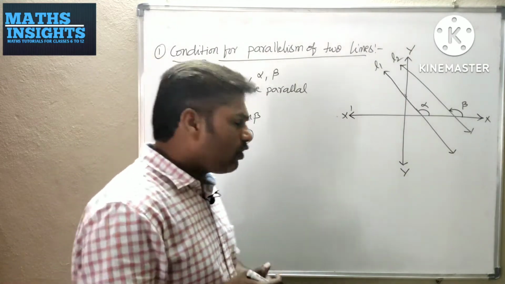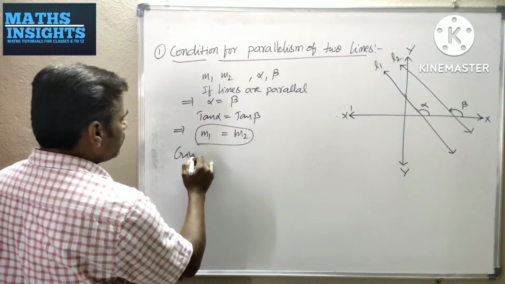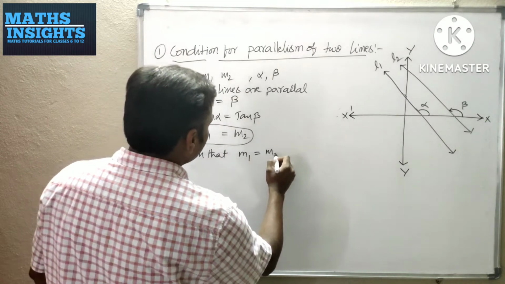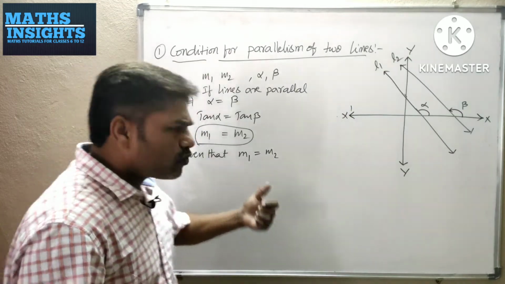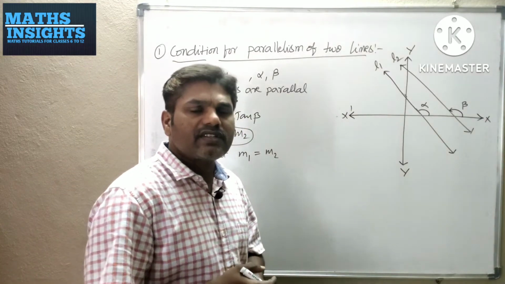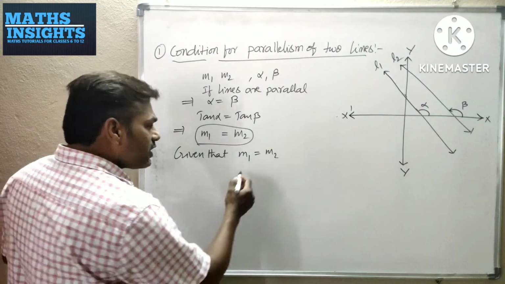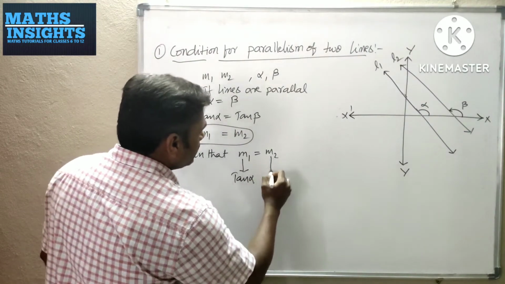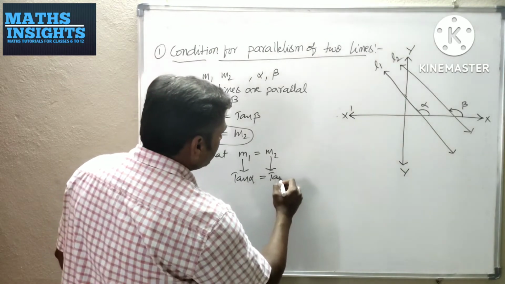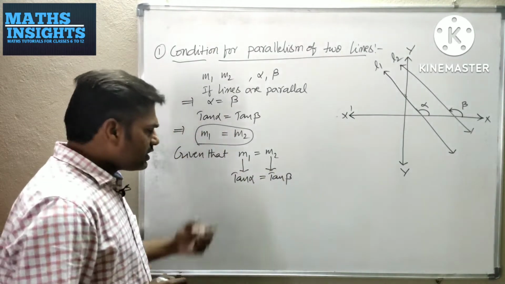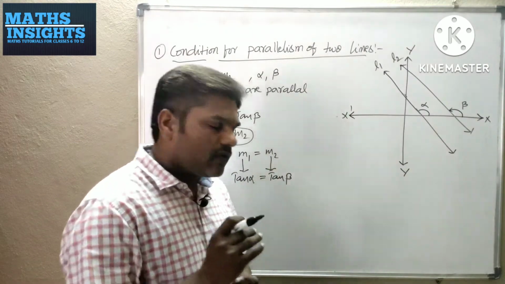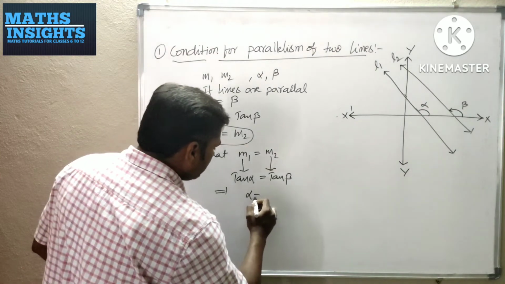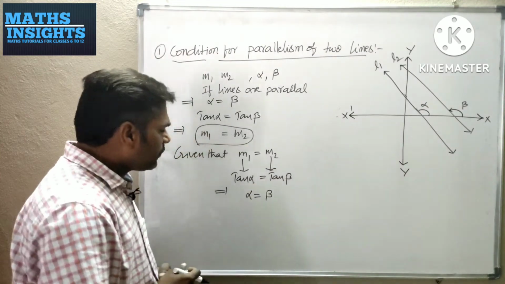We will prove that also. Given that the slope of the first line is equal to the slope of the second line. Whenever slopes are equal, their inclinations will also become equal. That means in the place of m1 we will write tan alpha, and in the place of m2 we will write tan beta. Why? Because m1 is the slope of the first line and m2 is the slope of the second line. On both sides, if you remove tan, we will get alpha equal to beta.